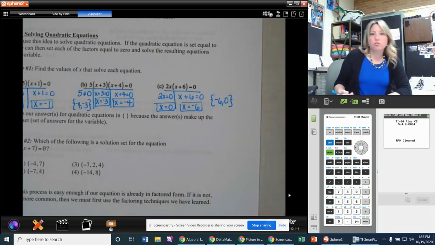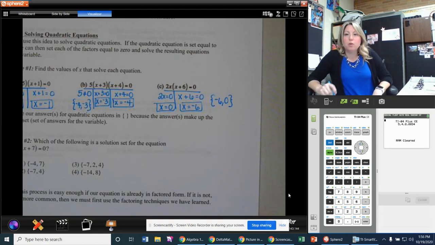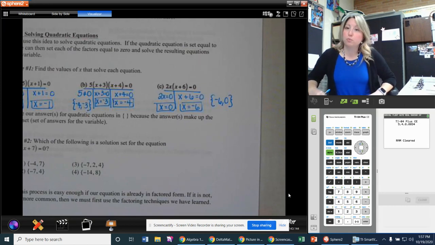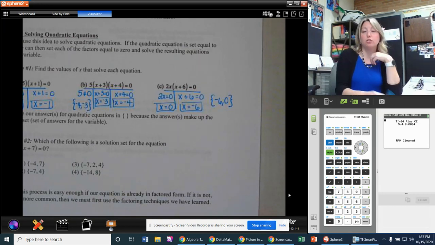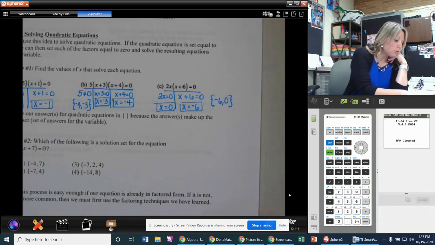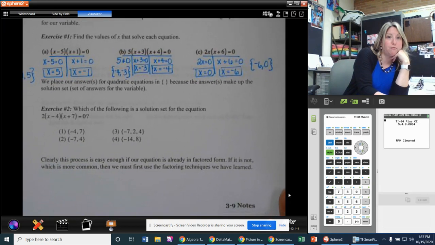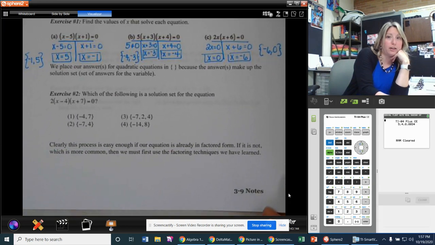I try in my French curly braces to go smallest to largest numerical order when I put my answers for my variable there, but you don't have to. That's not required. Just both or all three answers for your variable need to go in the French curly braces. Now you'll note that exercise 1 and exercise 2, these are pre-factored quadratics, okay?